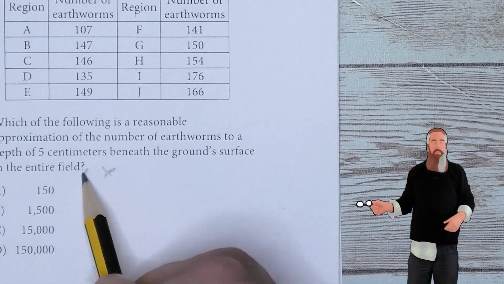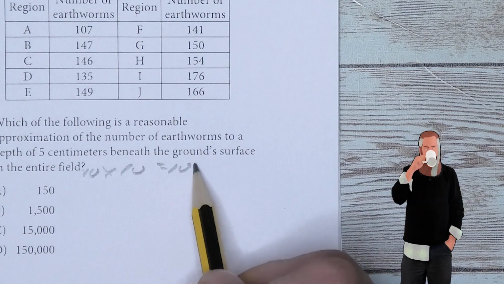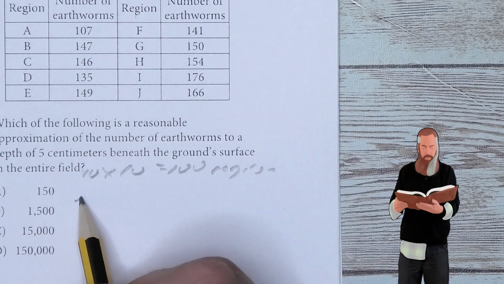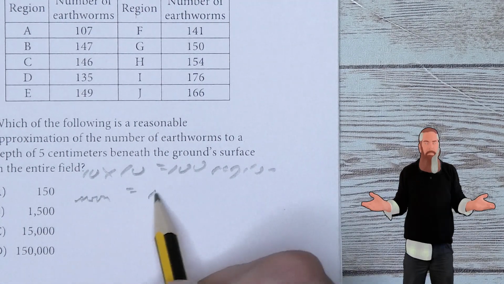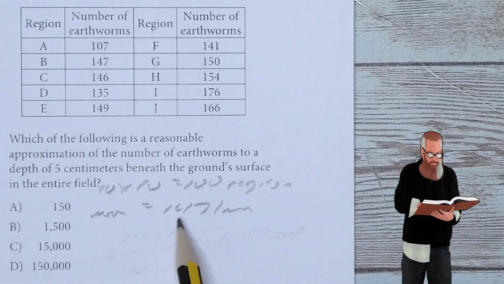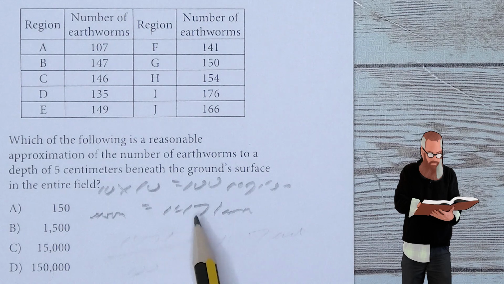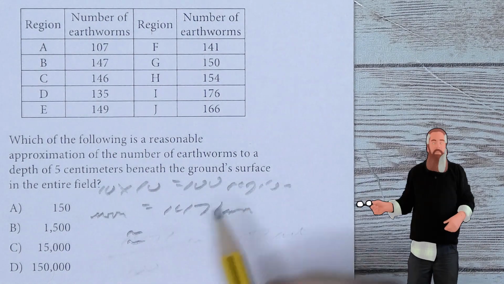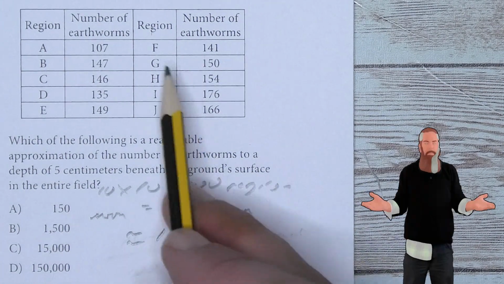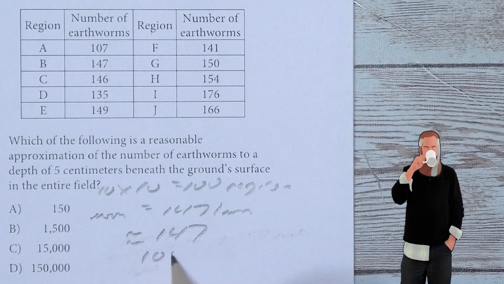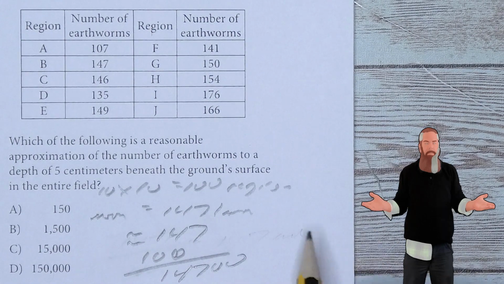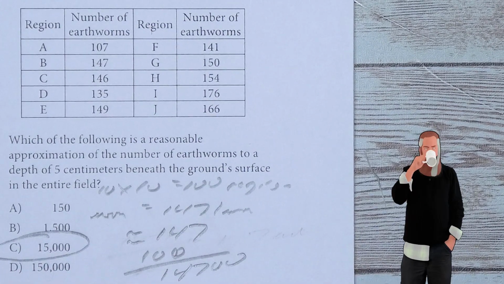So the thing is, 10 by 10 means we're dealing with 100 regions. If we add up all of the earthworms, we're going to get 1,471 worms in total. Understanding that there were 1,471 total worms found in the 10 regions means that we had approximately 147 worms per region. But there are, in fact, 100 regions within this total area, giving us 14,700. Now, this is closest to C at 15,000.